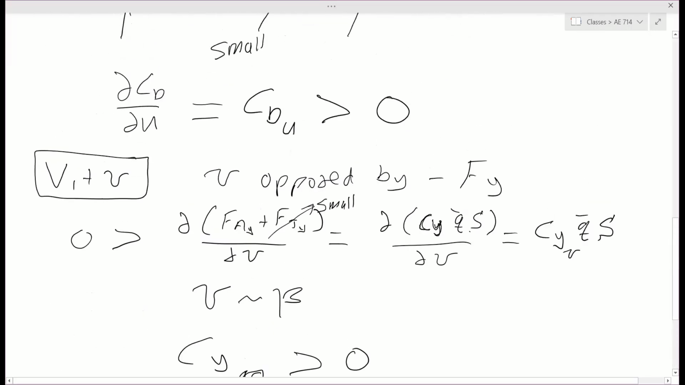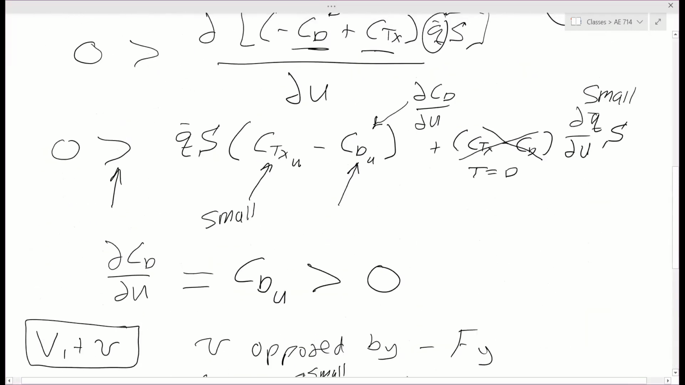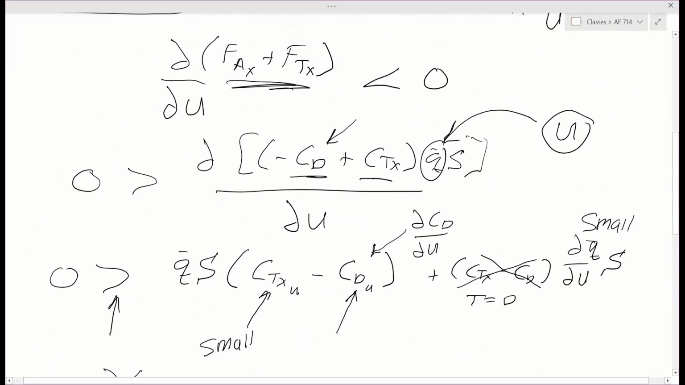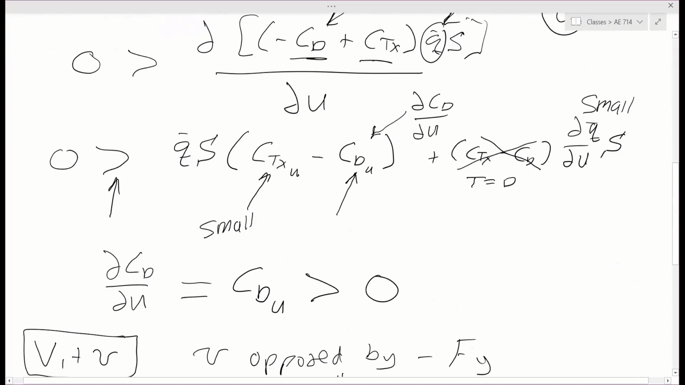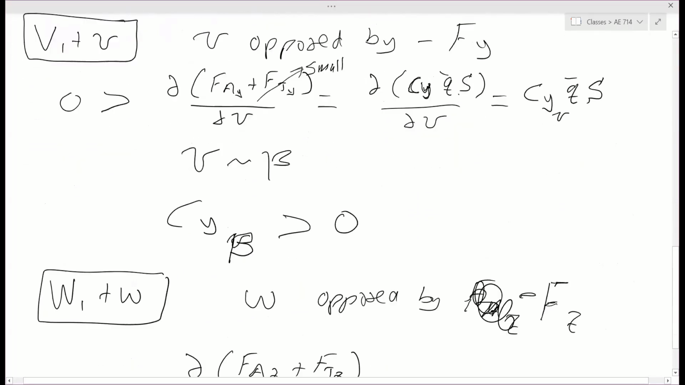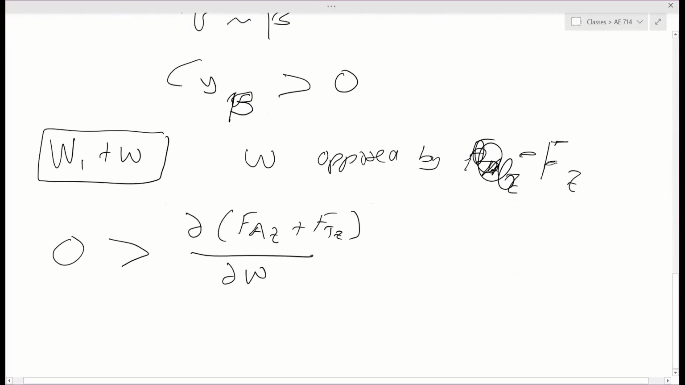Let me make sure I had this right. This is a mistake here. No, that's correct. It needs to be negative. So all of these, this is less than 0, so that makes it negative. My brain had a mental slip there.